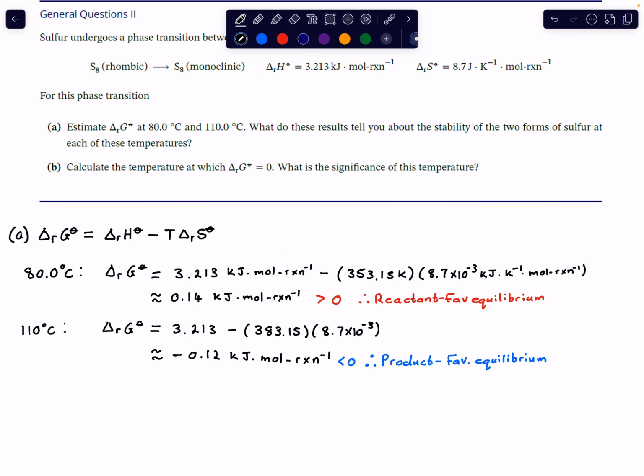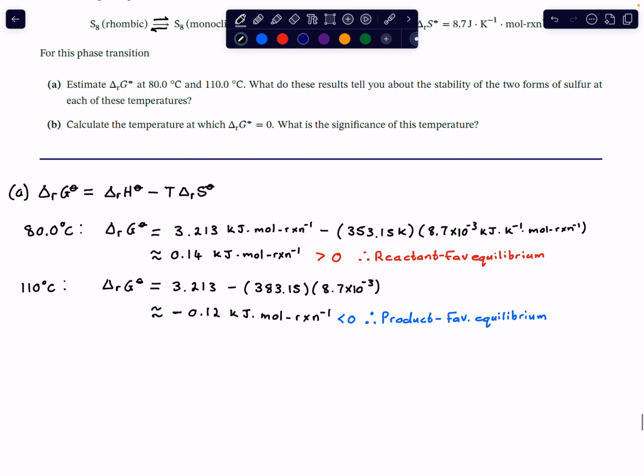So I think, because we're looking at a phase transition, this would be best described by looking at it as such. It's not really a reaction. Look at it as a phase transition, so look at that as an equilibrium. And now look at this question as such. To say, right, so at 80 degrees Celsius, our situation is favoring the reactant side.